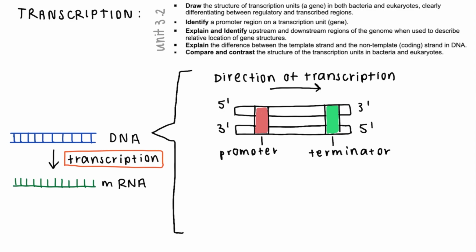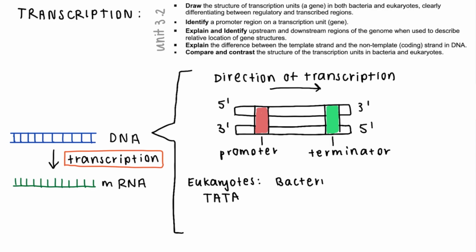The first base transcribed will be directly after the promoter. And after the terminator is completely transcribed, the enzyme will dissociate and the mRNA will be ready. Since the promoter is not transcribed, and the binding of certain proteins to it can dictate if the gene will be transcribed or not, it's often called a regulatory region, while everything between the promoter and the terminator, including the terminator, are transcribed regions.